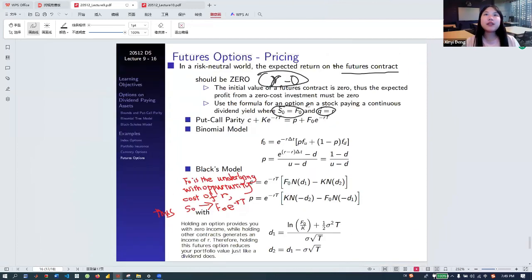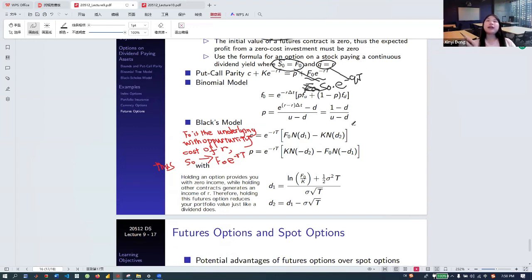If you do that in the put-call parity, instead of P plus S0 times e to the power of minus QT on the right hand side, let me write the original version here. So this term I'm writing is the original version, and after substituting those two equations, the right hand side now becomes P plus F0 times e to the power of minus RT.